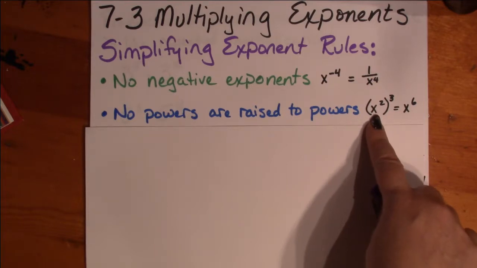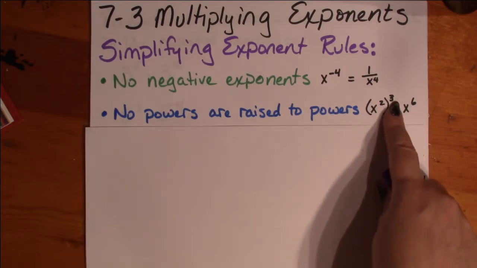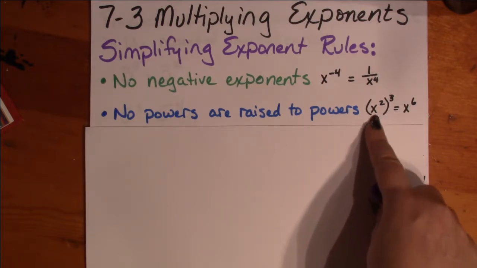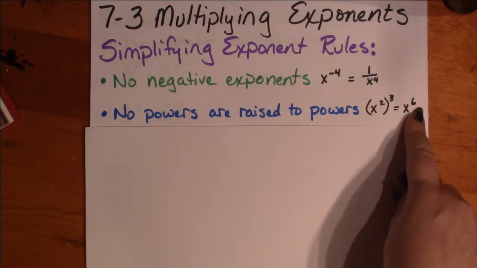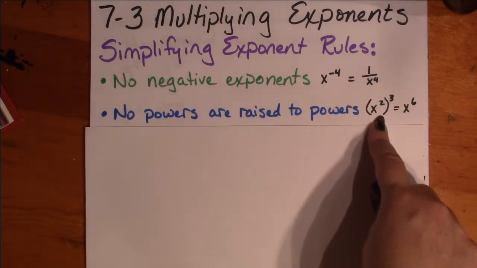You can't have powers that are raised to powers. You can actually have a problem that says x squared to the 3rd power. And that actually is x to the 6th, and we'll talk about this soon.